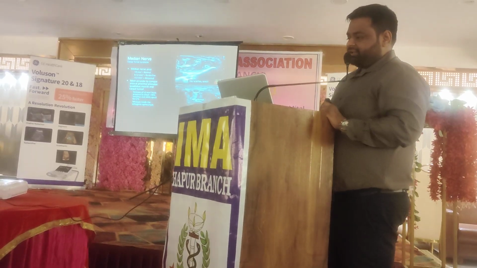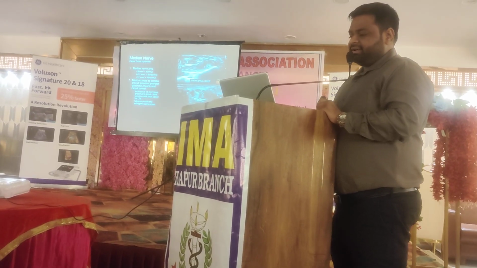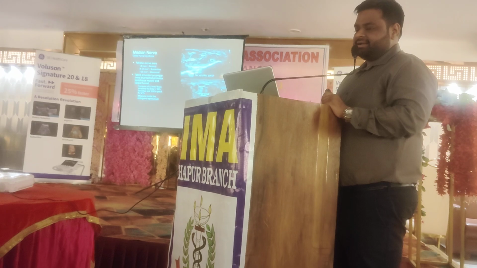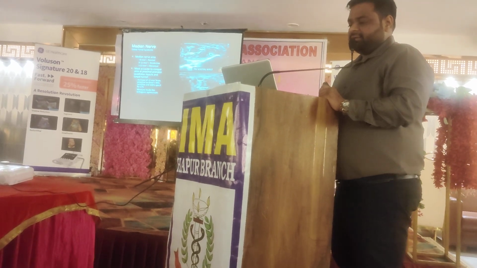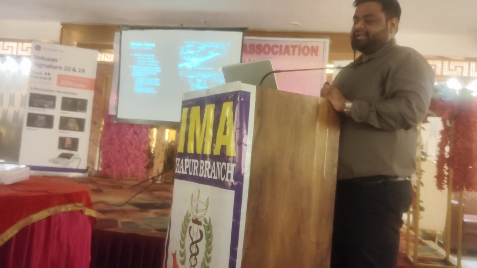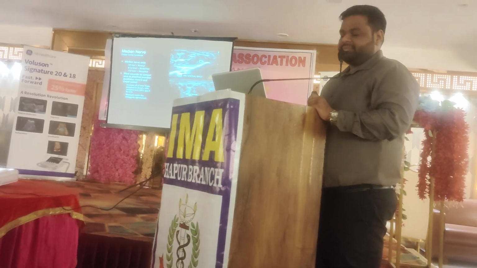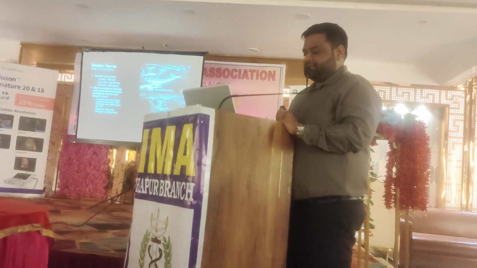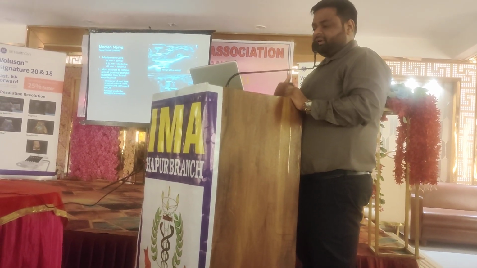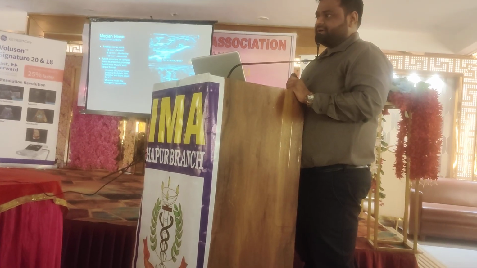Now, the area of the median nerve. Normally, the area of the median nerve is less than 8 mm square, but we can find areas ranging from 6 mm to 12 mm square. It depends, but it is always abnormal above 12 mm square.